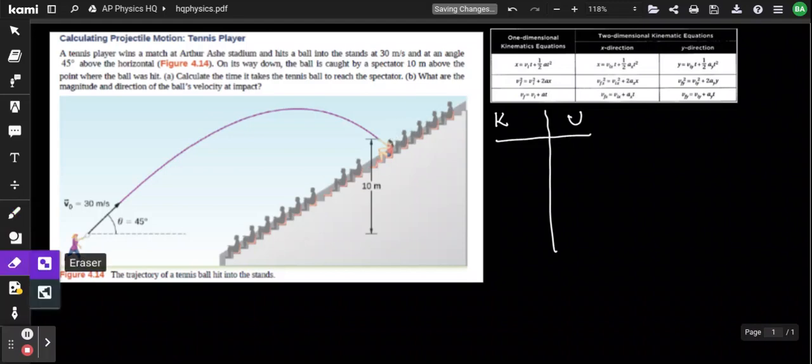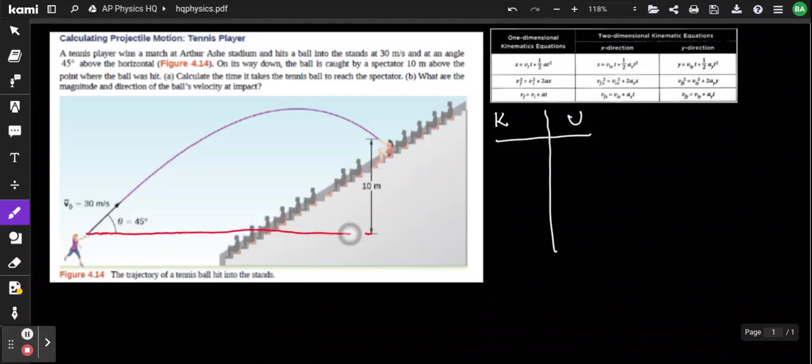So the first thing is to dissect this image. Using this image, we can make our own graph. We can take starting from here and here as our x-axis where the height is 0. And going from this point up, this is going to be our y-axis. As we can see, this is going to be our delta y of 10 meters, and this is our theta.